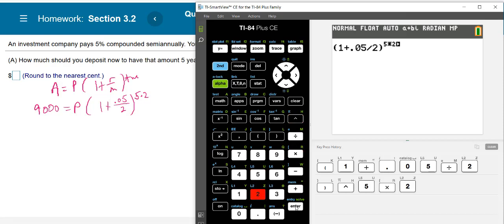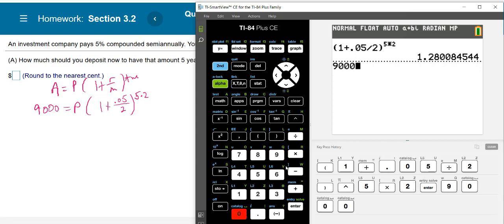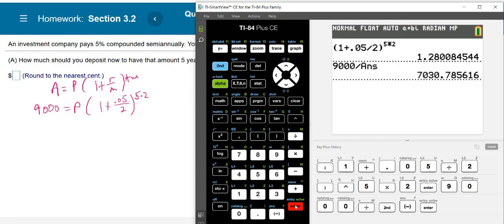So this number is the calculation next to the P. And we need to divide 9,000 by that. 9,000 divided by second ANS. To the nearest cent, that would be 7,030 and 79 cents.